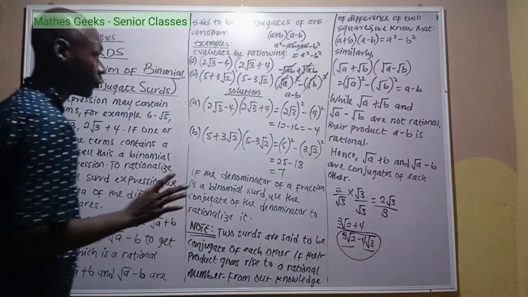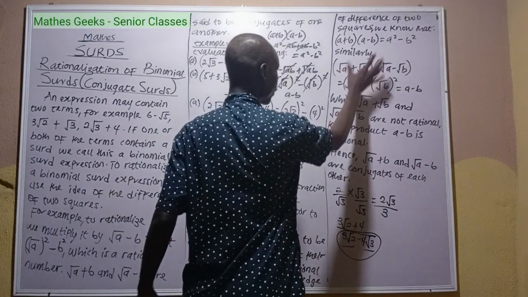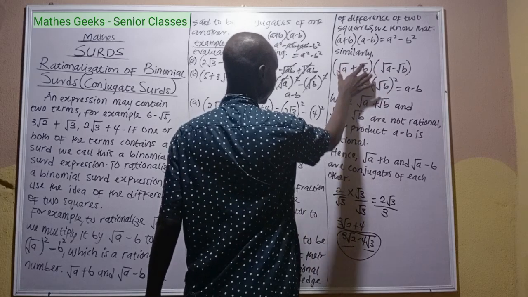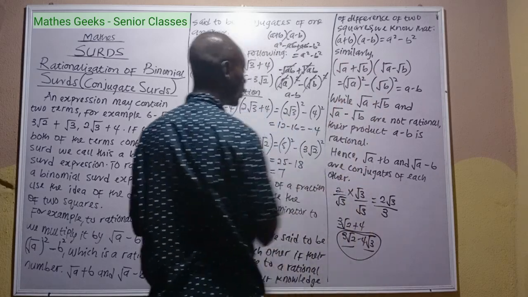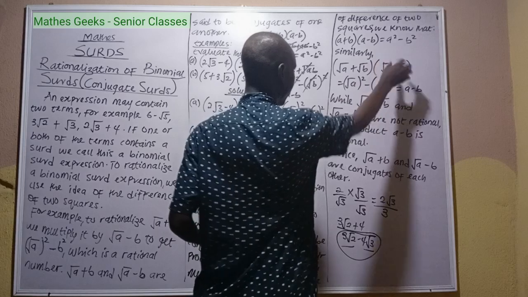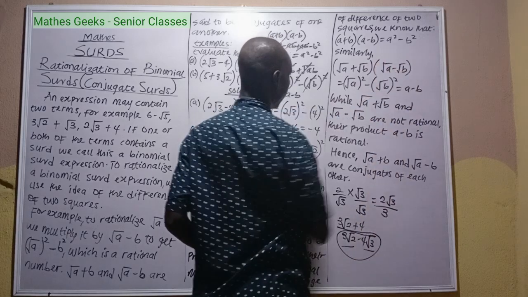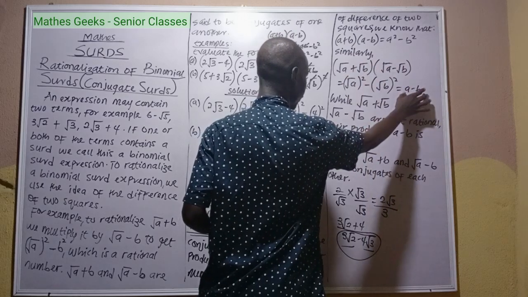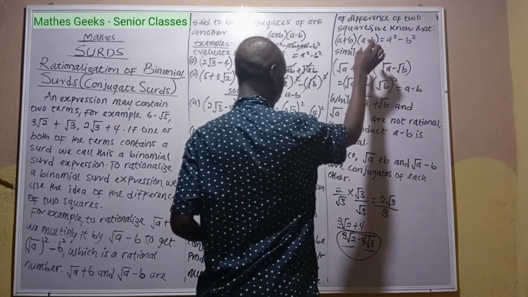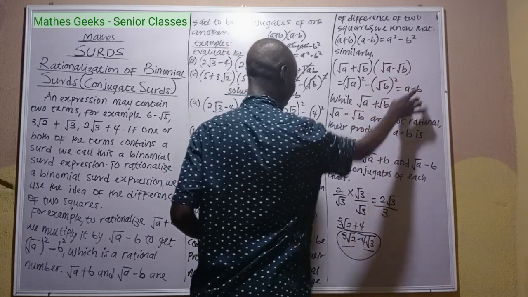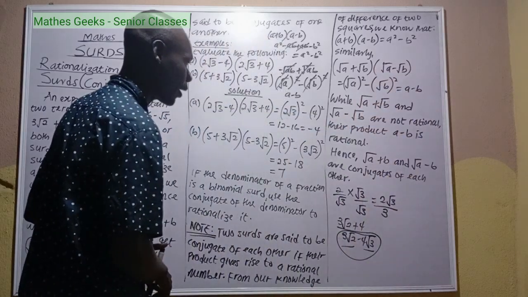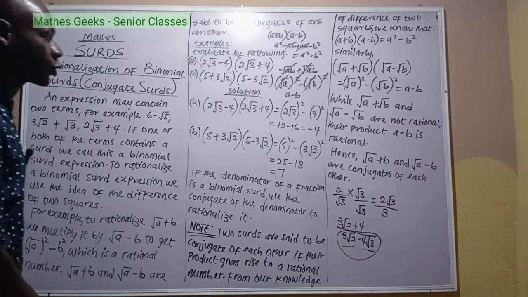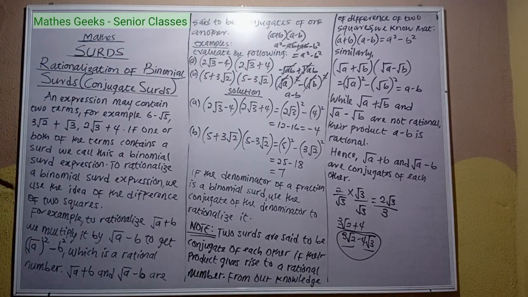So now you discover that since this was our surd, the binomial, this is a difference of two squares. If this was our surd, root A plus root B, which was the denominator, we multiply it by its conjugate, which is root A minus root B. We discover that at the end of the day, both of them were irrational, but our final result, the product of the surd and its conjugate, is a rational number. So that's how we carry out rationalization of binomial surds, by using the idea of difference of two squares.